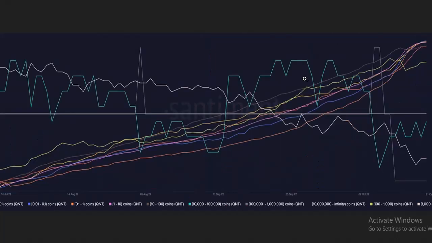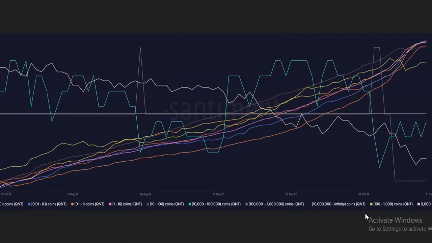If you also check this graph, the blue line represents people who have 0.01 to 0.1 Quant, the orange line 0.1 to 1 coin, the purple line 1 to 10 coins, the brown line 10 to 100 coins, the light green 10,000 to 100,000 coins. The ash line is 100,000 to 1 million coins, and we can see other colors, black and yellow.